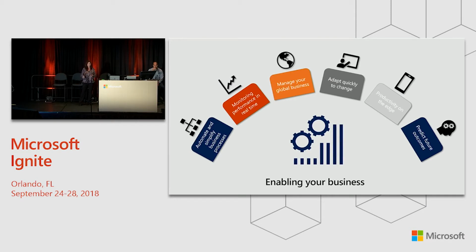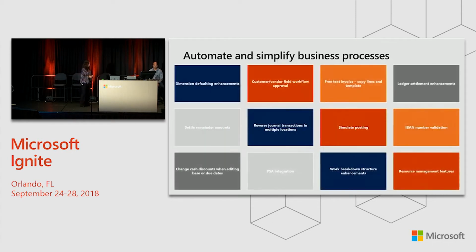So when we as a team think about what we're investing in and what our goals are for those investments and how we go about determining those, we always like to say, how do we enable your business to either automate and simplify the common business processes that you have? How do we work with all the data? How do we monitor performance in real time? As you expand and grow and go global, how are we helping you do that for your organization, adapt to change? And as you can see, productivity on the edge and predicting future outcomes. So that's how our team thinks about bucketing, enabling a business when we're doing these core capabilities.